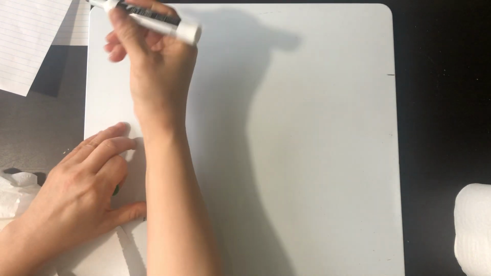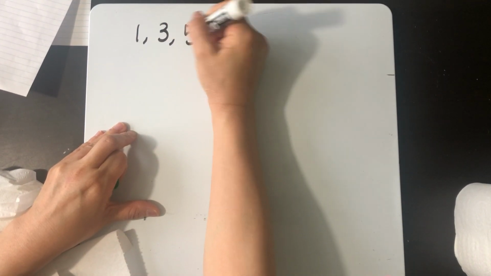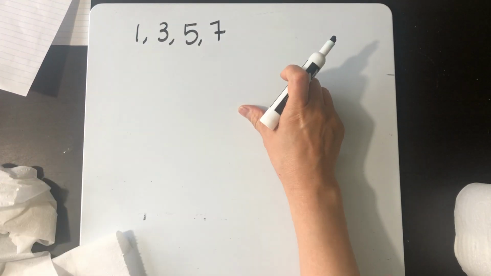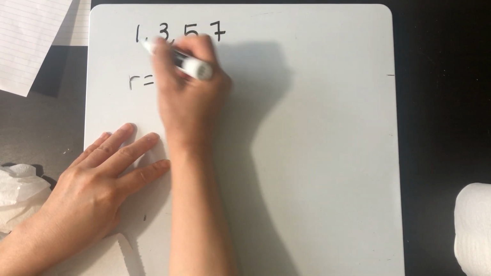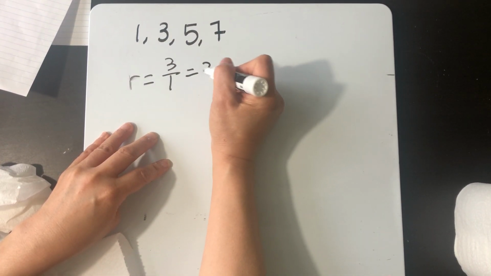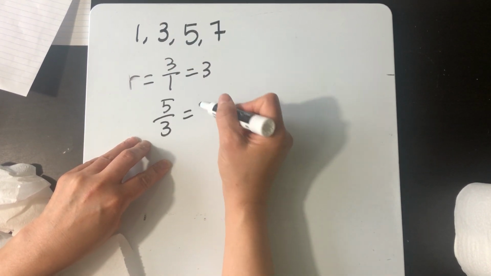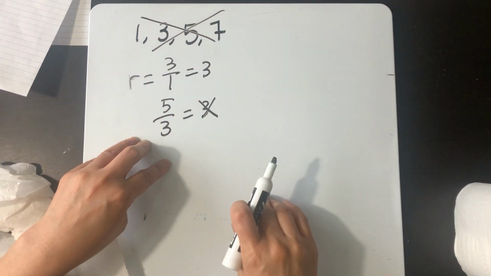Let's see. Determine if this one is geometric. So the question goes, determine if it is geometric or not. Well, let's find out. Ratio is 3 divided by 1, which has to be 3. Okay, so then 5 divided by 3. The next one, 5 divided by 3 has to be 3, but it's not 3. So this is not geometric.